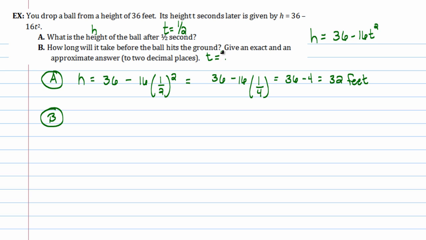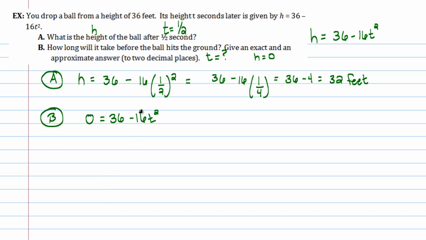t equals, we don't know. And they're giving you that the height of the ball will be, well, 0 actually. It'll be at 0 feet when it hits the ground. So they're letting you know h is 0 and we don't know t. So back to our equation. h is 0, and we don't know t, so t is just going to remain.